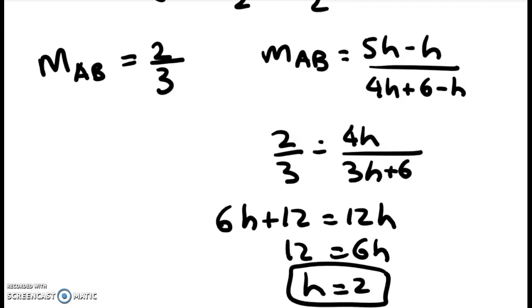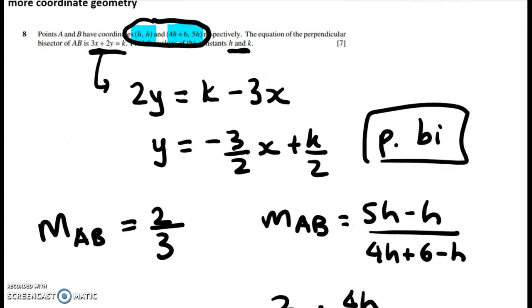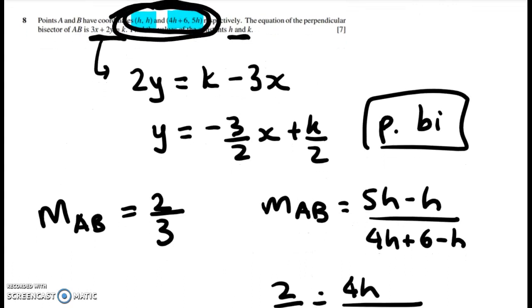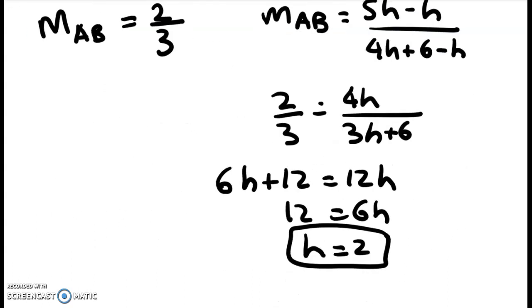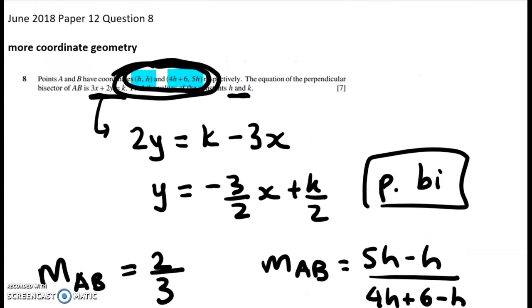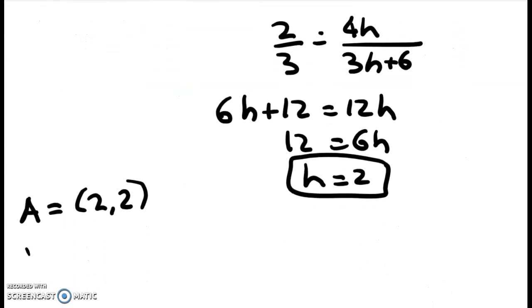There are a few ways to go from here. Probably the easiest is to go back and take that value of 2 and get my coordinates up here. So A is equal to (h, h), so that's (2, 2). And then B is equal to (14, 10).